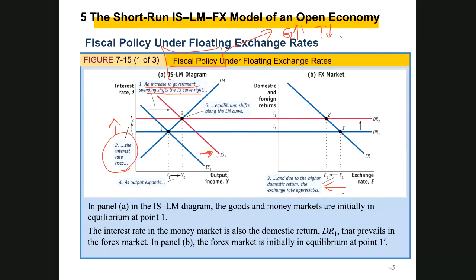Your exchange rate decrease means your currency appreciates against the foreign currency, right? And then if you go back to the IS-LM curve, the output will increase, right? Equilibrium shifts along the LM curve. So fiscal policy under the floating exchange rate works. They will make the output increase and the exchange rate decrease.